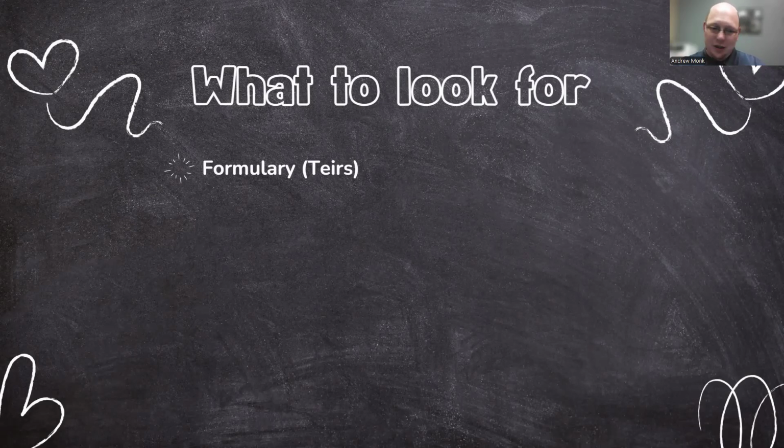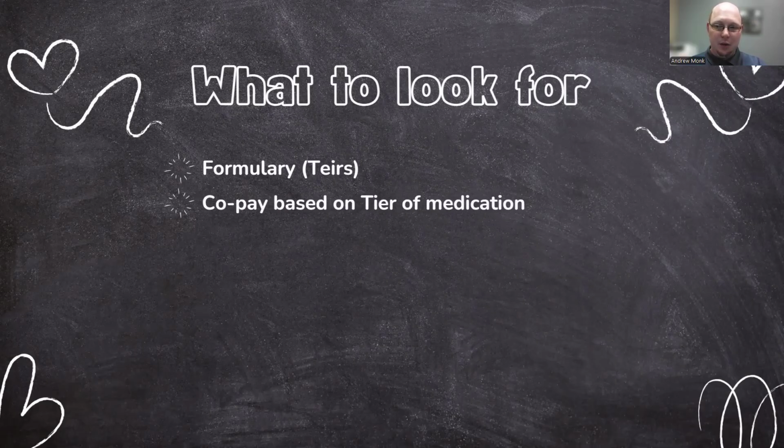Tier one is usually the lowest tier and represents the lower cost medications. The higher the tier, the higher the cost. Most prescription drug plans will have a set copay that you will be responsible for paying depending on what tier the medication falls under. You may also be responsible for a deductible for medications within a certain tier.